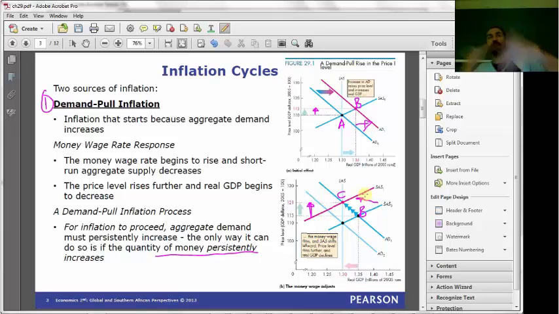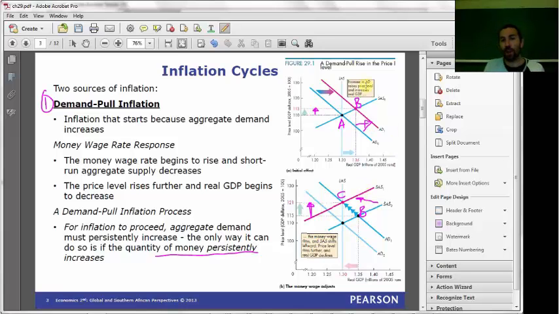So if there's constant pressure on the demand side, right, demand is constantly increasing, maybe because government is continuously wanting to spend more and more, right? We'll take a look at an example of that tomorrow when we look at South Africa's government budget, right? We'll see that over the last few years there's just been a continuous increase in government spending above tax collection, right? Just continuous increases in government spending, which is then a continuous increase in aggregate demand.